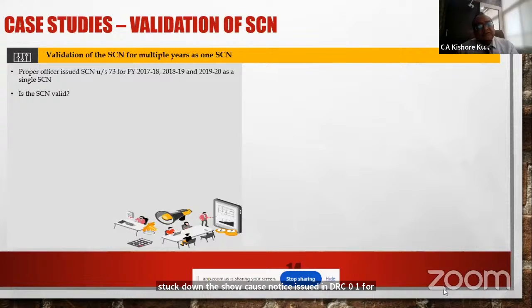Let's look at another case, friends. Proper officer issued a show cause notice under Section 73. What happened was they issued a show cause notice for 3 years as a single show cause notice. What do you think, friends? Is the show cause valid? They have issued show cause notice for 3 years, not for 1 year, as a single show cause notice. What do you think, friends? Is the show cause valid?